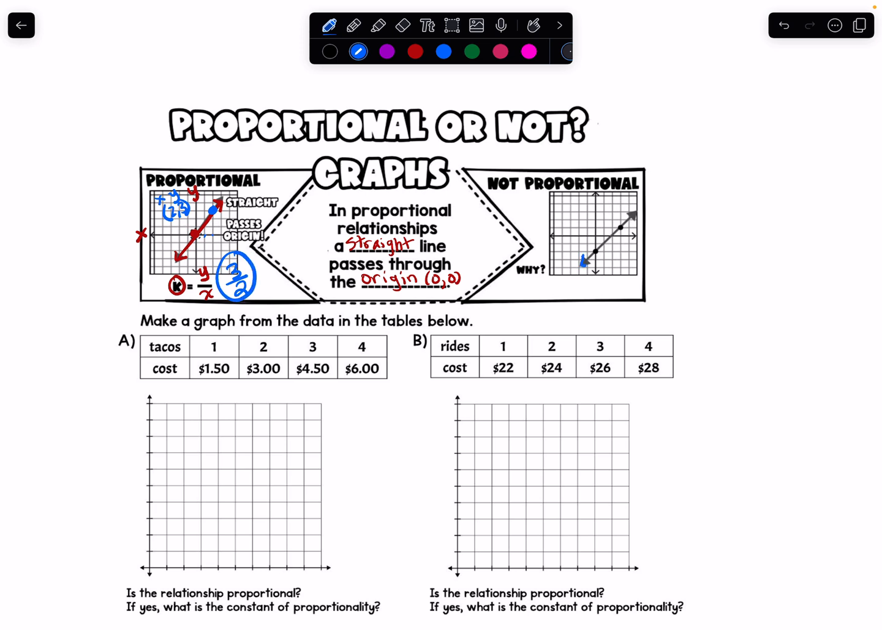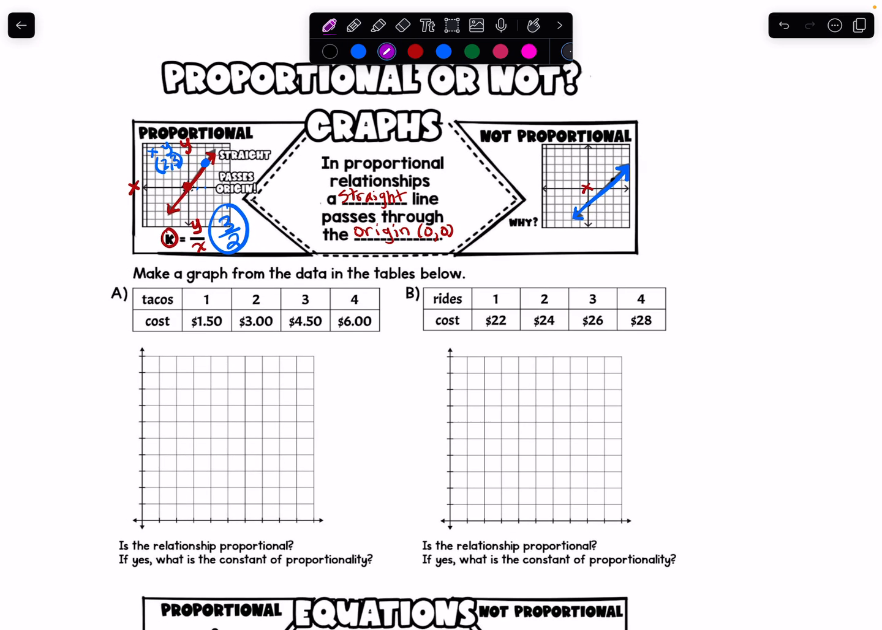This graph over here is not a proportional relationship because it does not go through 0, 0. All right, we're going to try some on our own. We're going to take these tables and make graphs from them, starting with this taco problem that we saw on our last notes. We have our x-axis, we have our y-axis, they meet at 0, 0.